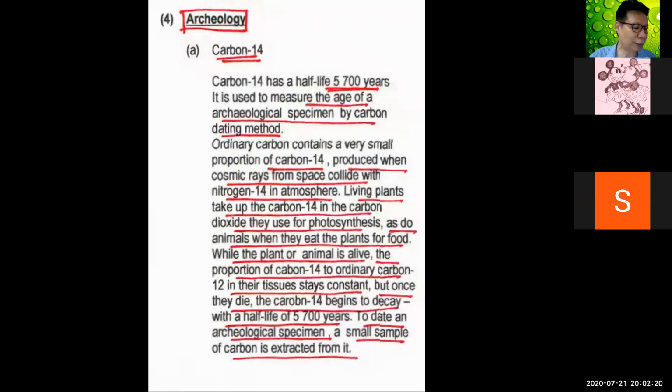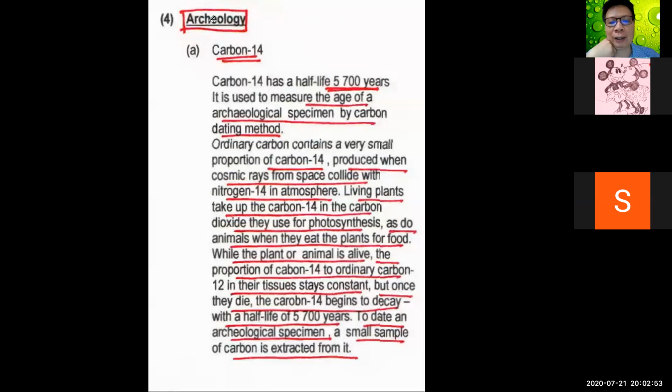Okay, Aisha, can you answer the first question? Listen to the question. In archaeology, what are the radioisotopes used in archaeology? Carbon-14 and uranium-238. Yes, correct, only two: carbon-14 and uranium-238. Okay, thank you. Okay, next.